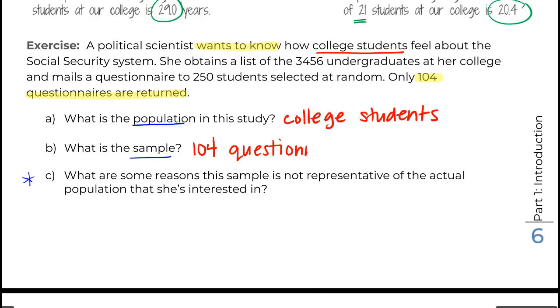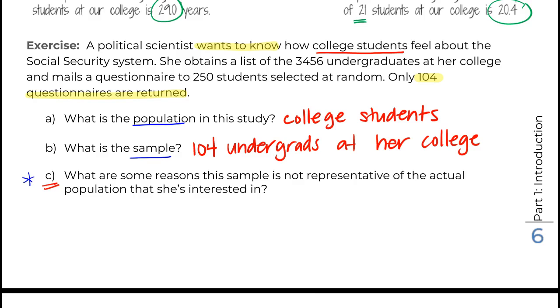If you want to be better about this, I'm being kind of lazy. We could actually not say questionnaires. We could say something like undergrads at her college. Because we could look at that previous sentence and realize that there's maybe some issues there. And then this part C, again, if this is a test question, there's going to be a lot of potential issues. I'm going to just ask you to elaborate on 1 or 2. And so hopefully you've thought about this, and there's a whole bunch of issues going on here.